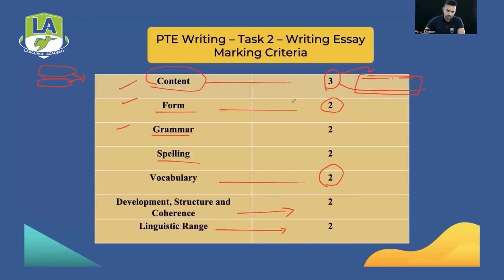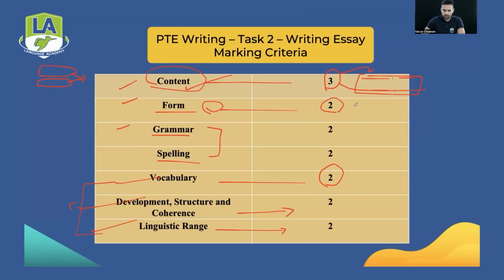All you need to be concerned about is answering all aspects of the essay, writing between 200 to 300 words and making sure there are no grammar and spelling errors. Because vocabulary, development and linguistic range will be covered by the topic and the template I'm going to provide you, right?